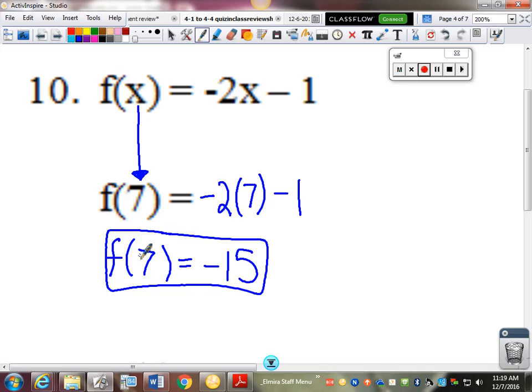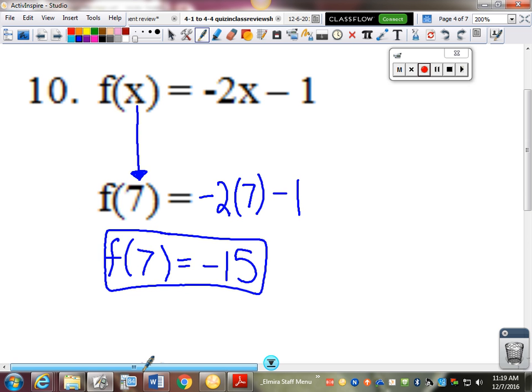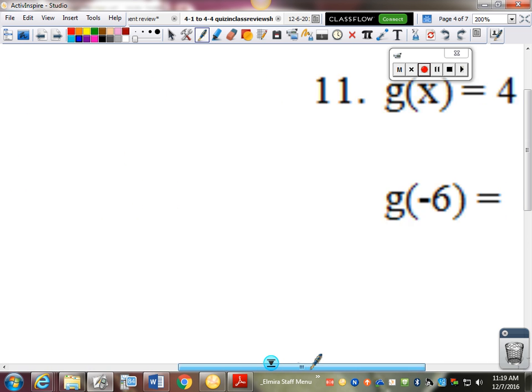If we were doing f of 3, the answer wouldn't be negative 15 anymore. So we have to give a complete answer. F of 7 equals negative 15. Because only f of 7 will be negative 15.